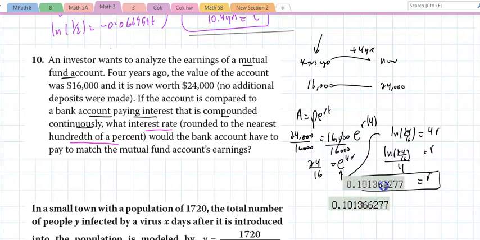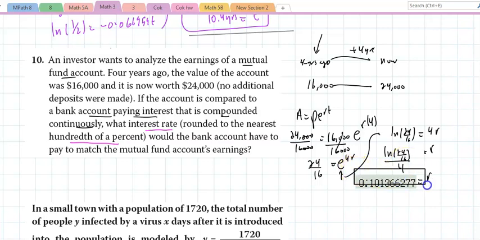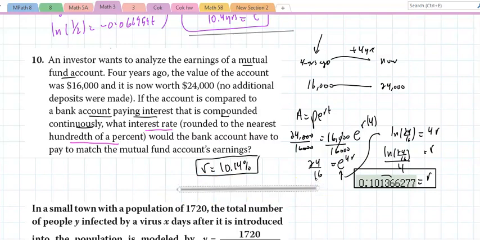And if I pick that up, this is in decimal. I could say here that R is 10.14%. If this bank wants to match the mutual fund so that the investor will invest with them, they will have to match it with 10.14% interest, which is very unlikely.